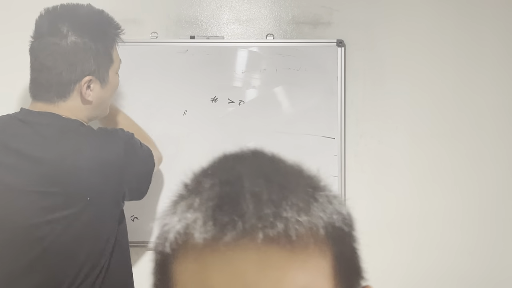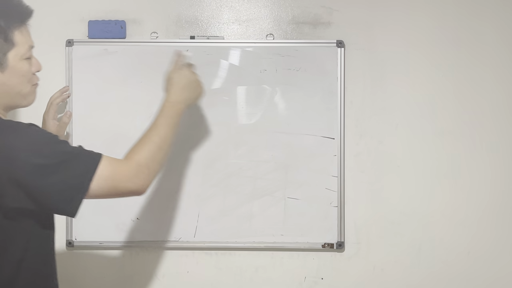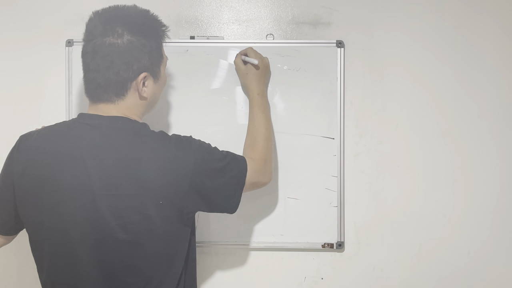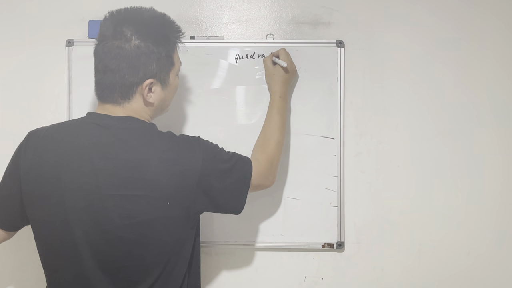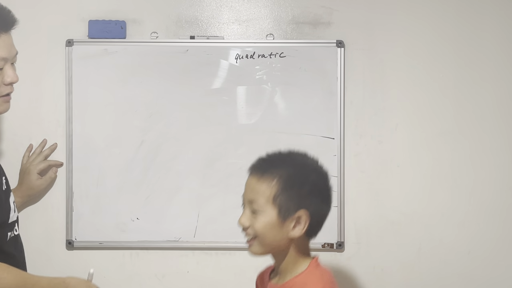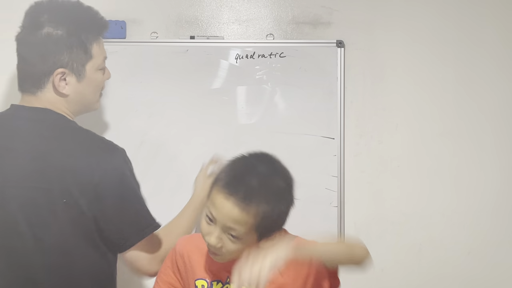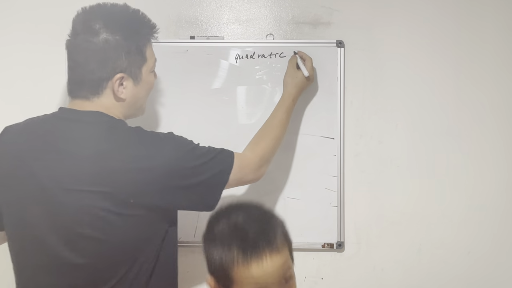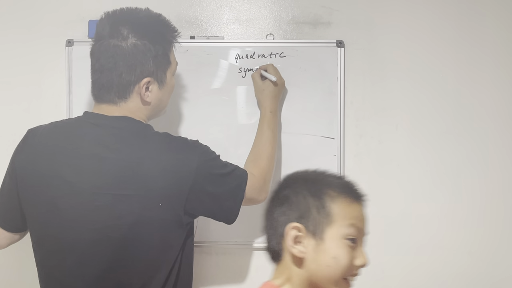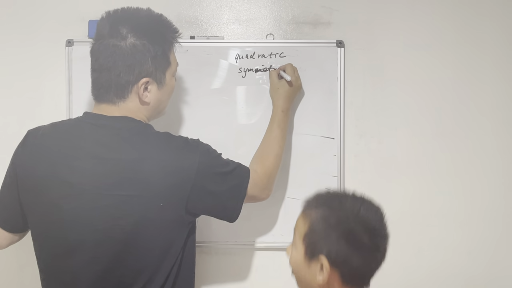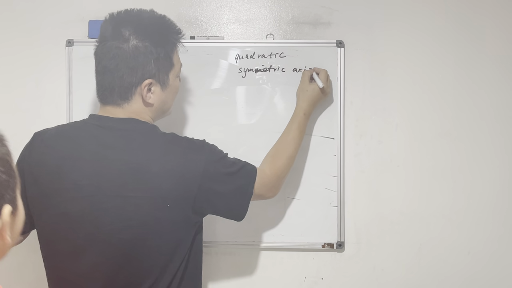Okay, so first of all, I want to introduce a few English words. The first one is quadratic. You might have heard of this before. Quad, what's quad? Four. Quadratic, because four. One, two, three, four. Quadratic equation. And then we have symmetric. One, two, three, four. Symmetric axis. What does it mean?